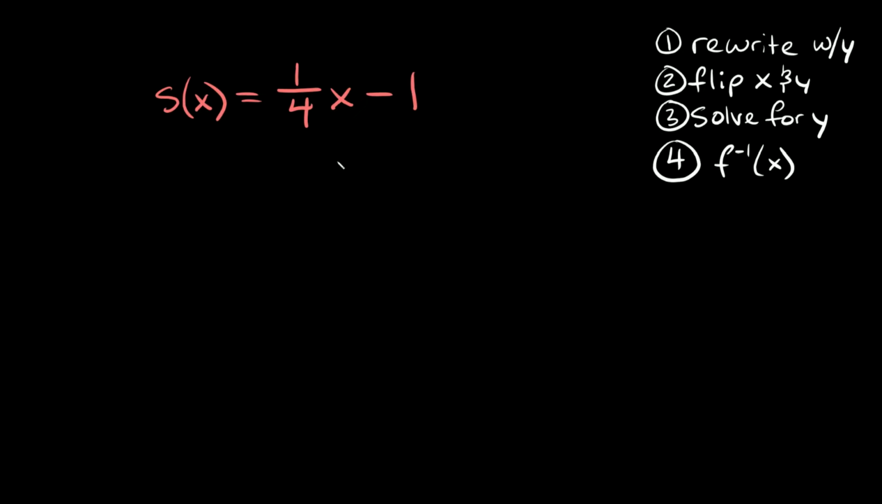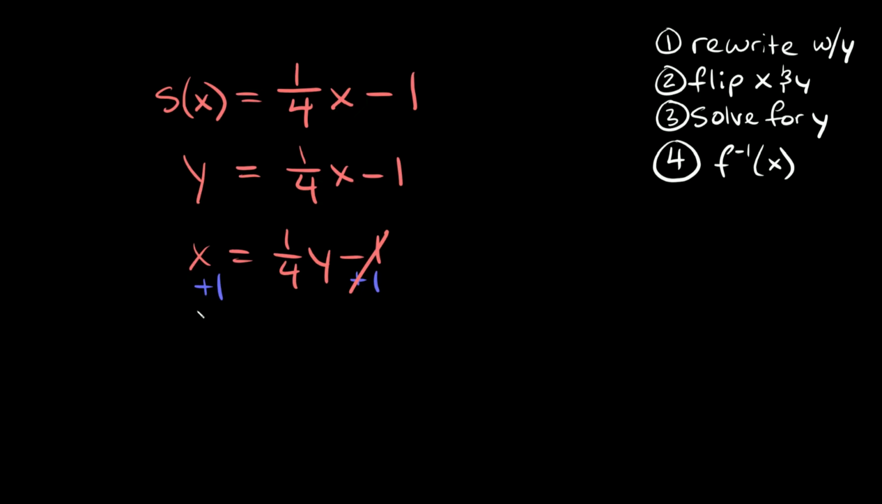All right, now let's try one with a fraction. All right, so here we have s of x is equal to 1/4 x minus 1. Okay, so again, we're going to write this as y is equal to 1/4 x minus 1. And then we're going to flip those, right? So we're going to say x is equal to 1/4 y minus 1. All right, so let's solve for y now. So the first thing we can do here is get rid of this minus 1 by adding 1 to both sides. Those cancel out, so then we're left with x plus 1 is equal to 1/4 y.